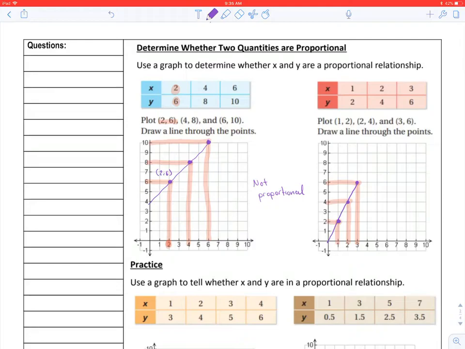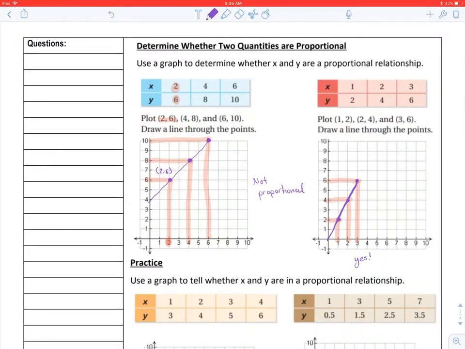And I can see that on this one we have a straight line, and it indeed does pass through the origin when I made that straight line. When I connected those points, it did pass through the origin, so we would say yes, there is a proportional relationship here because it's a straight line and it passes through the origin. So it's as simple as that. It's about just plotting the points and then checking to see if they have those two requirements: if it's a straight line and it passes through the origin.